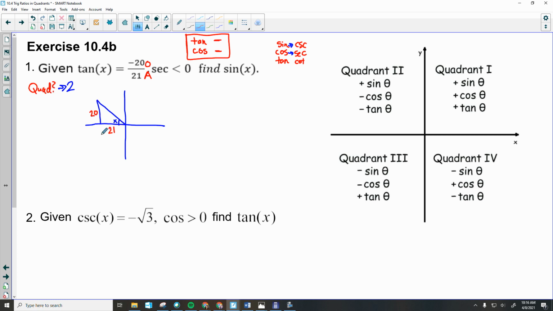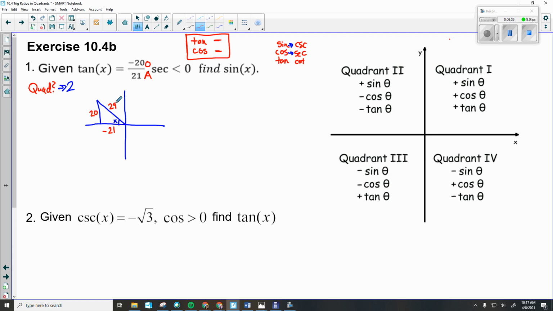So if you think 21, you're correct, okay? Because if you think about this as the x-axis, this is the positive side of the x-axis, and this is the negative side of the x-axis. So it makes sense that this is negative 21, okay? All right, and then we can do a little bit of problem solving to figure out what the hypotenuse is going to be. Alrighty, so if you're getting 29 as your hypotenuse, that is correct.